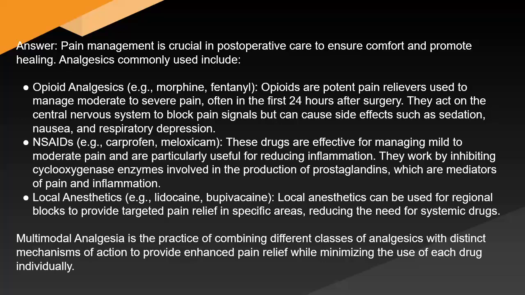Analgesics commonly used include opioid analgesics, e.g., morphine, fentanyl. Opioids are potent pain relievers used to manage moderate to severe pain, often in the first 24 hours after surgery. They act on the central nervous system to block pain signals, but can cause side effects such as sedation, nausea, and respiratory depression. NSAIDs, e.g., carprofen, meloxicam.